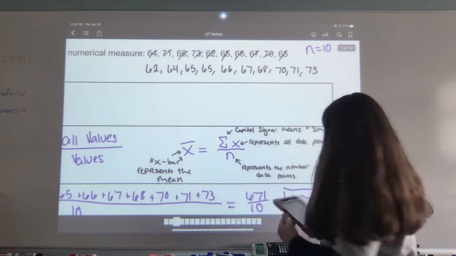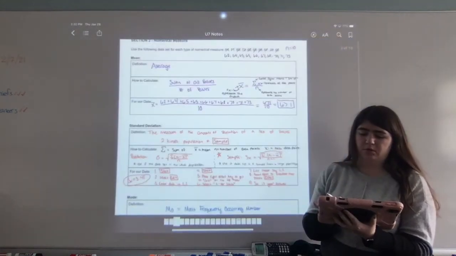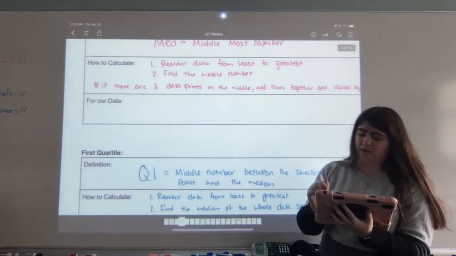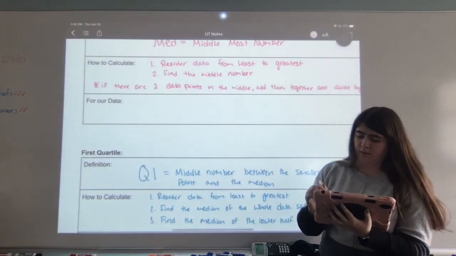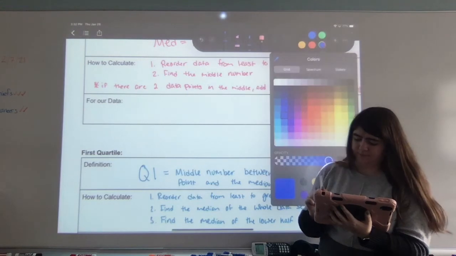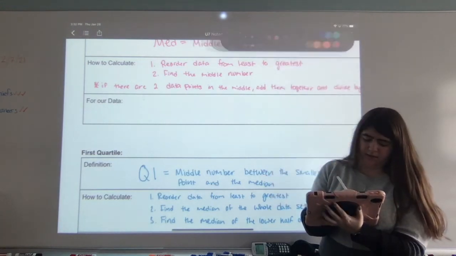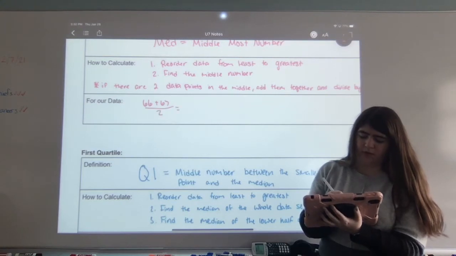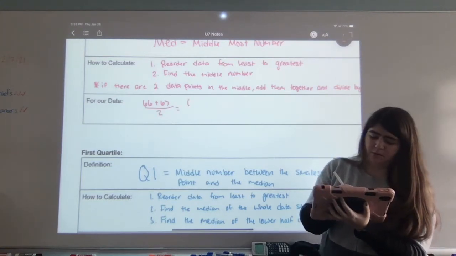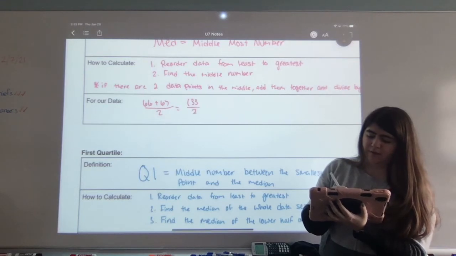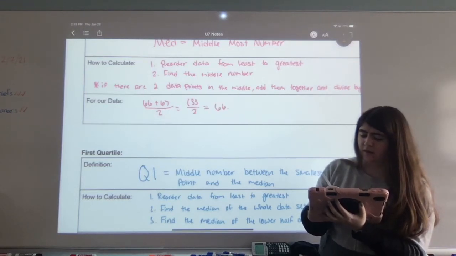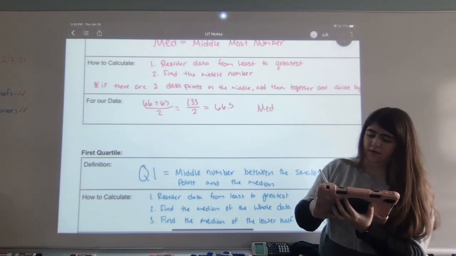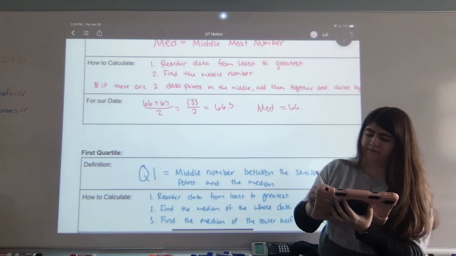But just to show you what you would do in case you can't figure that part out, you have to add those 2 things together. So I'm going to pull my pencil back out here a second. So we had 66 plus 67, and we're going to divide those 2 things by 2. 66 plus 67 is equal to 133. That divided by 2 is equal to 66.5. So our median is equal to 66.5.